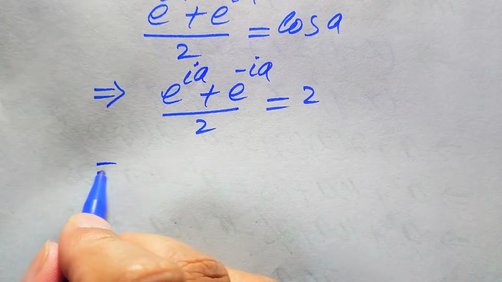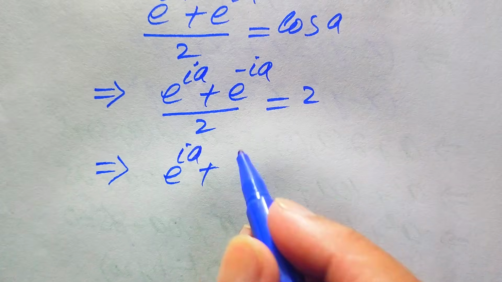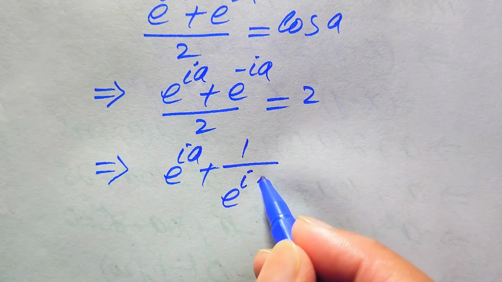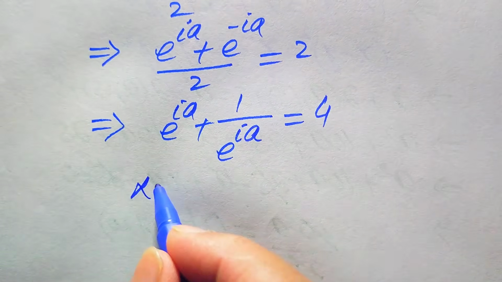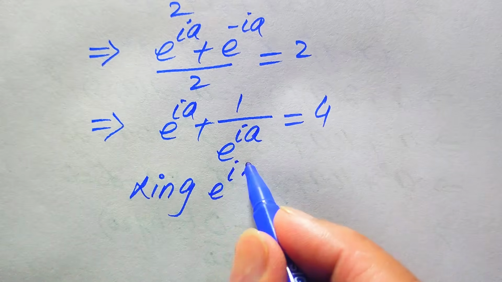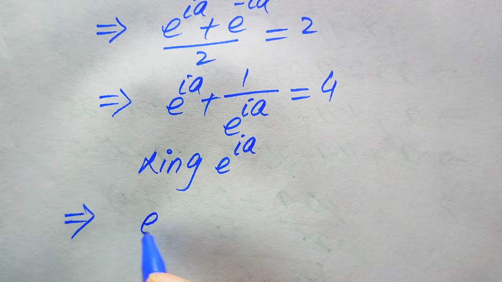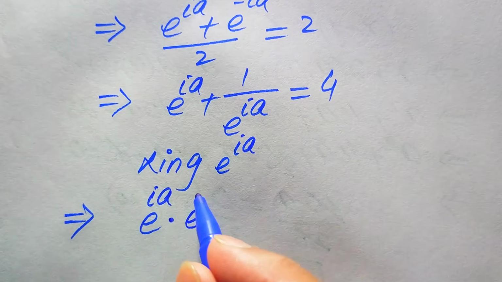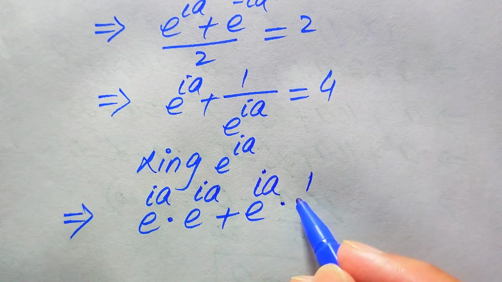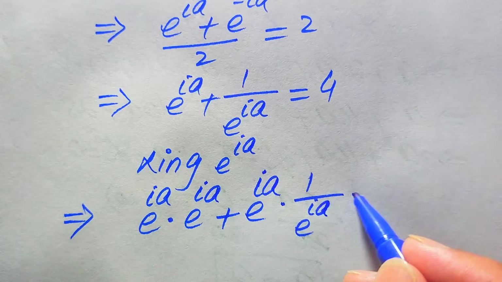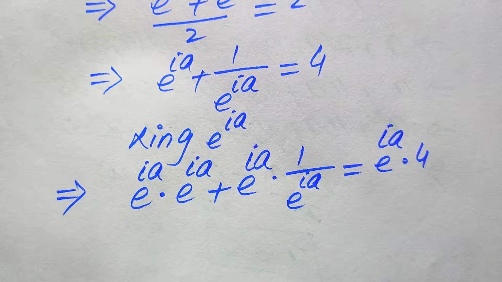So we move this 2 to the right hand side and it becomes e to the power of iota a plus, here we move e to the power of minus iota a to the downside, so its exponent becomes positive, and these 2 times 2 becomes 4. So further in the next step we multiply both sides by e to the power of iota a on each of these terms, and it will be written as e to the power of iota a multiplied by e to the power of iota a plus e to the power of iota a multiplied by 1 over e to the power of iota a is equal to e to the power of iota a multiplied by 4.